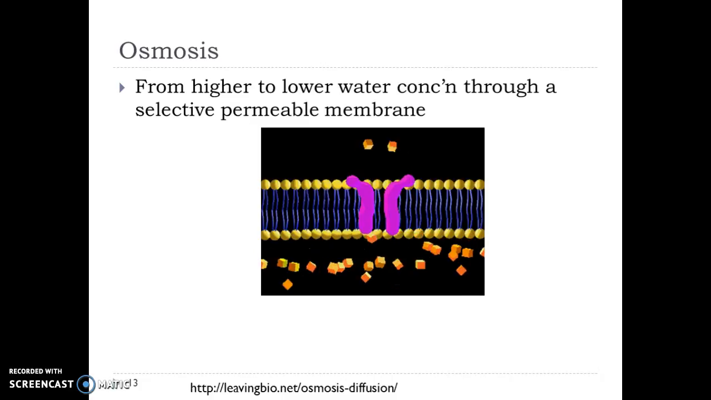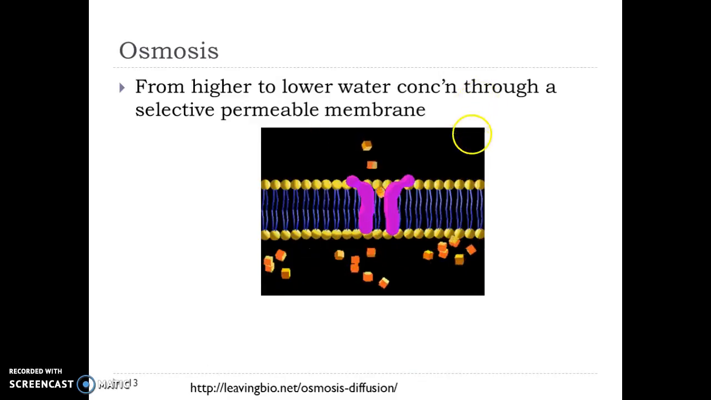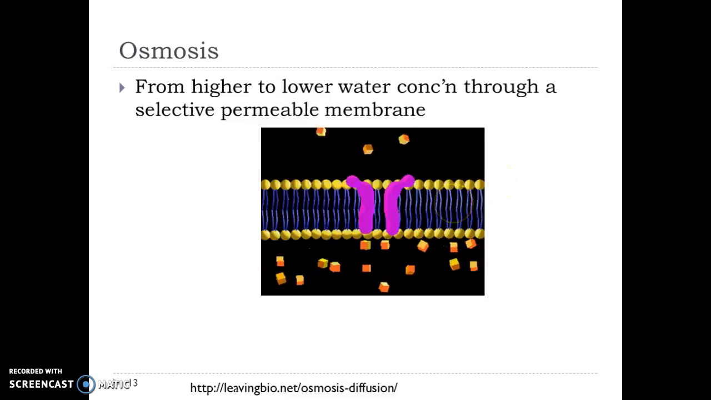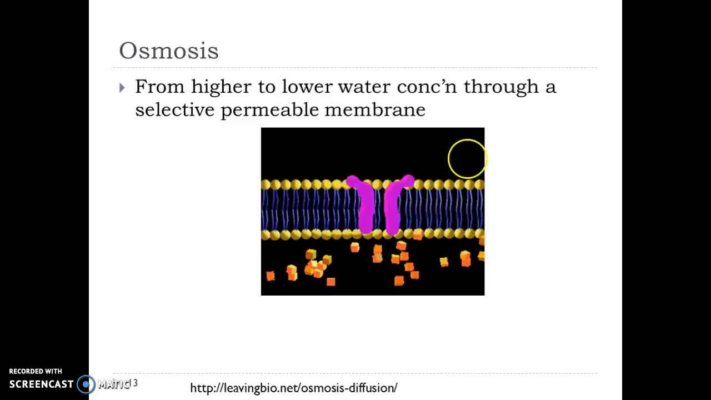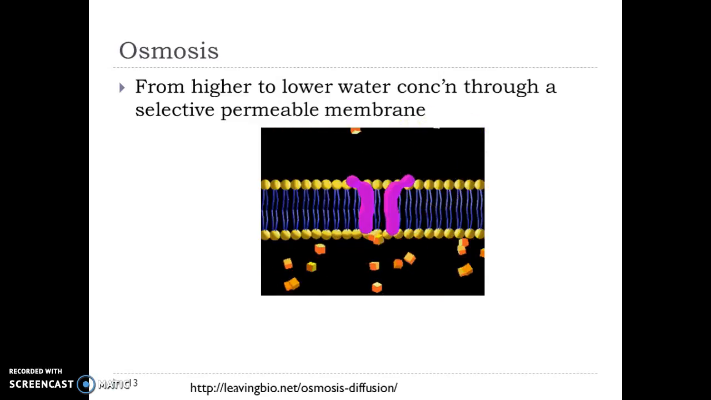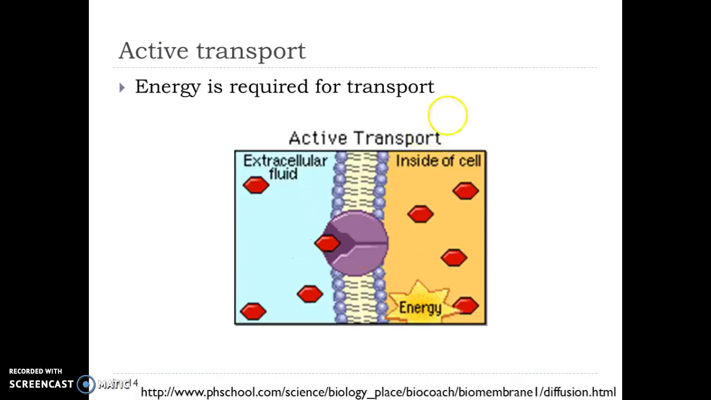The next one is osmosis. This is also a passive transport. That means from higher to lower concentration it is being passed, but a selectively permeable membrane is there. The cell membrane is involved in it, and here it is moving from higher concentration to lower with the help of the membrane. Now passive is over, and we have come to the active transport.